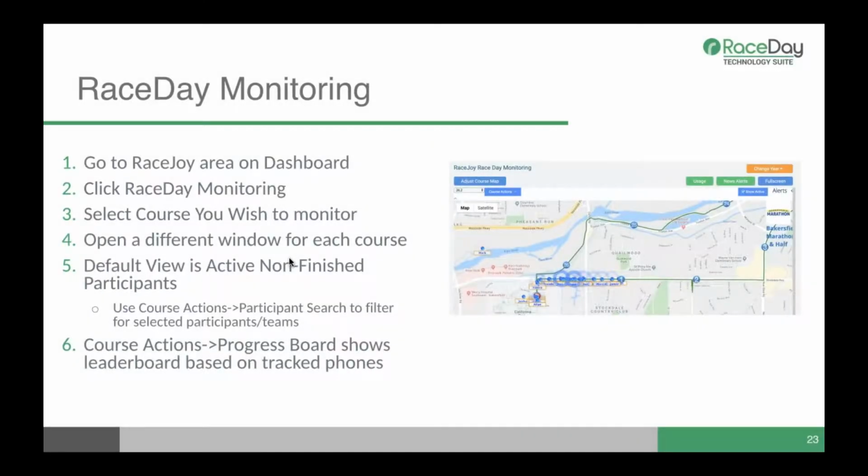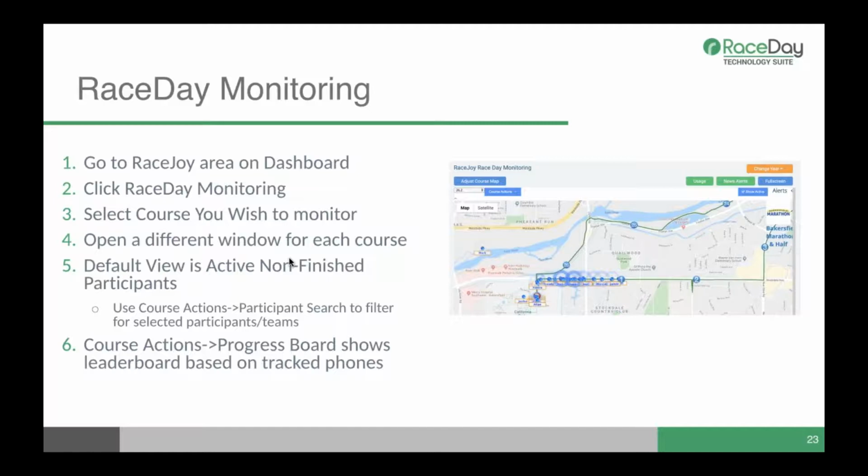So to access your race day monitoring window, you can head over to your RunSignup dashboard and select RaceJoy and then race day monitoring. Then select the course you wish to monitor. To monitor multiple courses, like a half marathon, marathon, and a 5K, you will need to open up a different window for each course. By default, we show active non-finished participants. You can select course actions, and then participant search to filter the selected participants or teams.